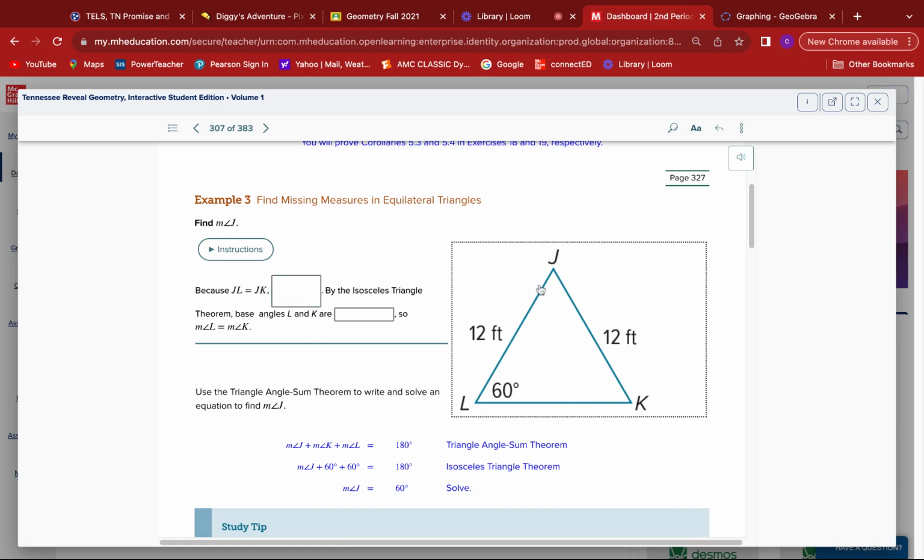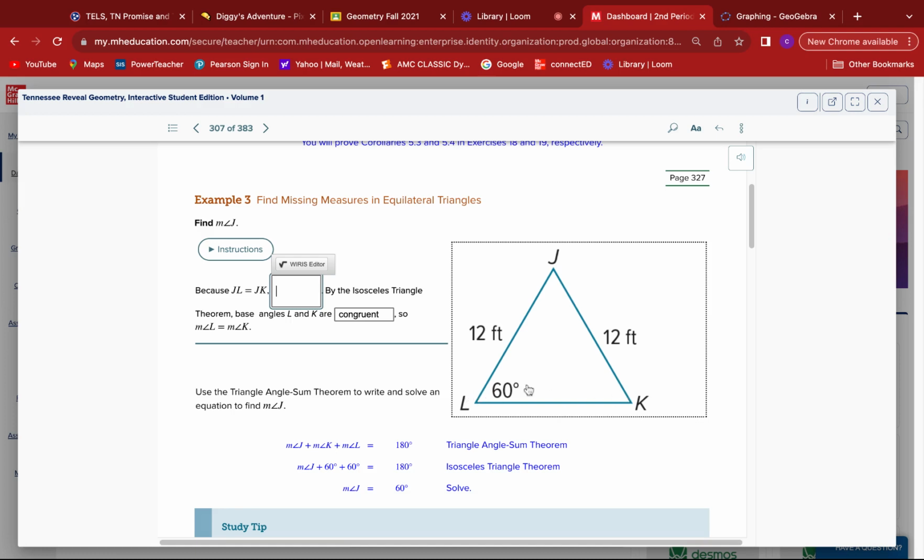All right, because JL is equal to JK, by the isosceles triangle theorem, base angles L and K are congruent. So angle L is congruent to angle K. What do they want here? Oh, okay, it's making me put in something. I'm not sure what it wants. JL is equal to JK. They're both 12s. So, by isosceles triangle theorem.